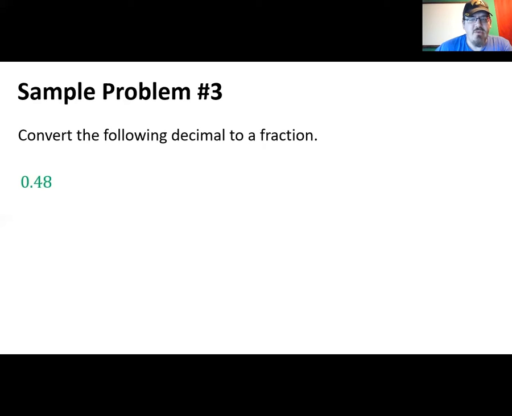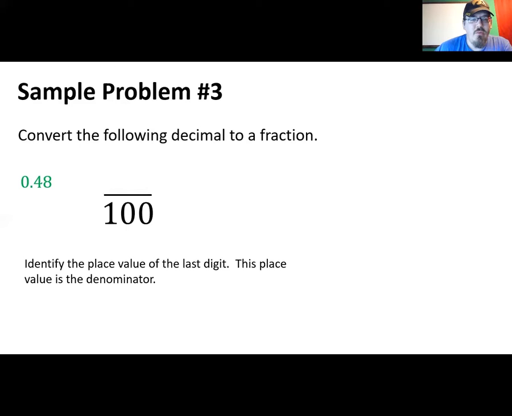All right, sample problem number 3. This time we're going to convert from a decimal into a fraction. So kind of going in the opposite direction as what we did before. I've got the decimal 0.48 or 48 hundredths. What you want to do is figure out what place the last digit in the decimal is in. In this case, it's in the hundredths column. So what that means is 100 is going to be the denominator of our fraction. So 48 hundredths, the name itself gives you that clue as to what the denominator should be.